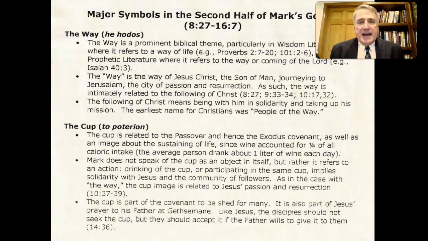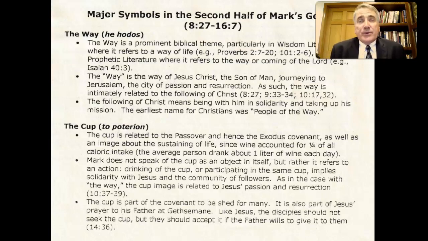Okay, the second half of the gospel, the symbols change, and the focus is upon the way, he hodos, in Greek, that he's constantly described as being on the way. The sea disappears. Instead of them traveling back and forth on the sea, they're now on the way on land. And obviously this is a key theme within biblical tradition, especially in wisdom literature, which describes a way of life. But also in prophetic literature, it's often seen as the coming or the way of the Lord. Prepare the way of the Lord.